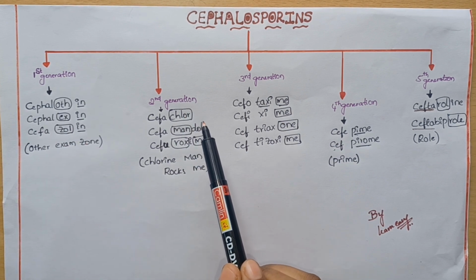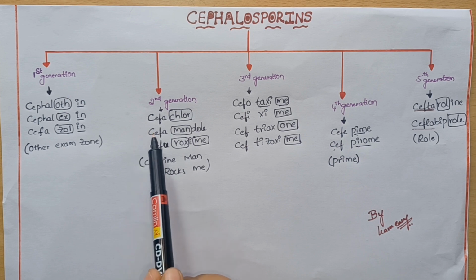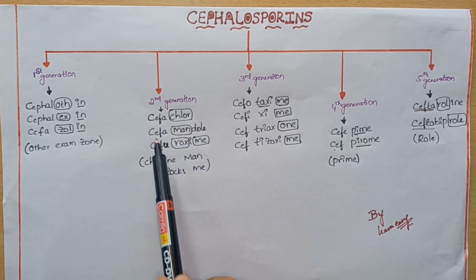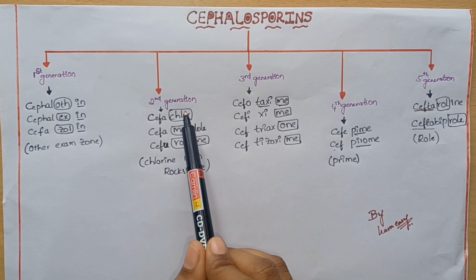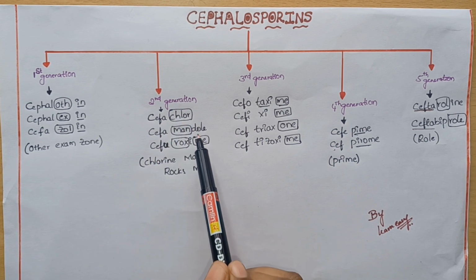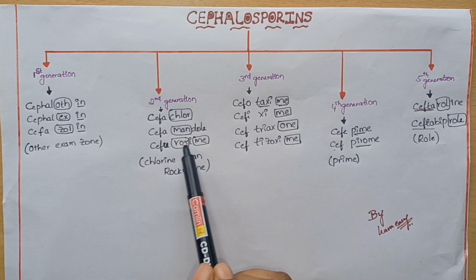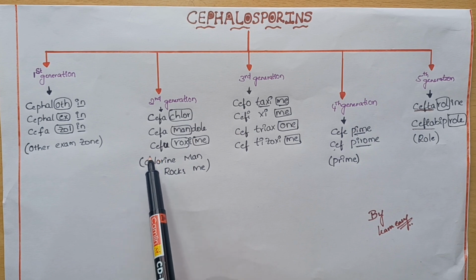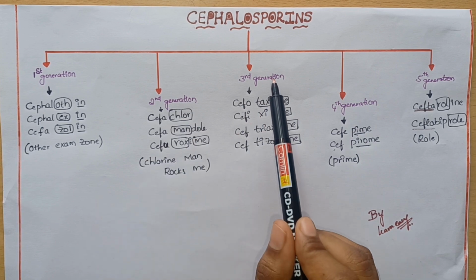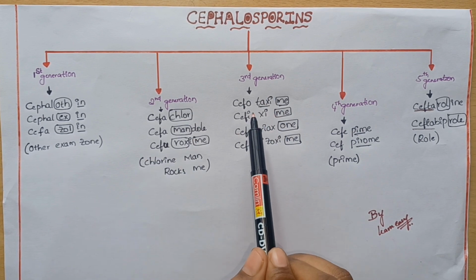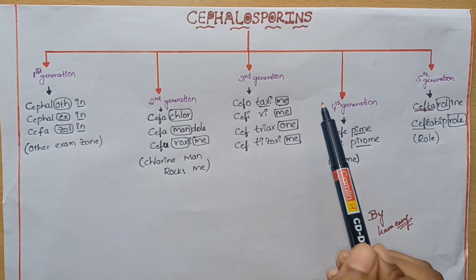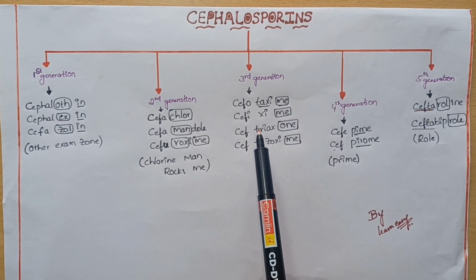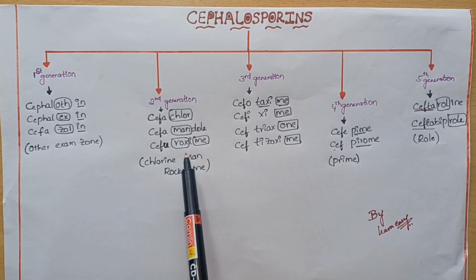Coming to second generation, every drug starts with cepha and it adds chlor. Chlorine man rocks me. Remember chlor as chlorine. Here man and then rocks me. Cephachlor, cephomandol, cefuroxim. Coming to third generation, every drug starts with cepha, again ends with me and one. The only drug that ends with me, which is second generation, is cefuroxim.